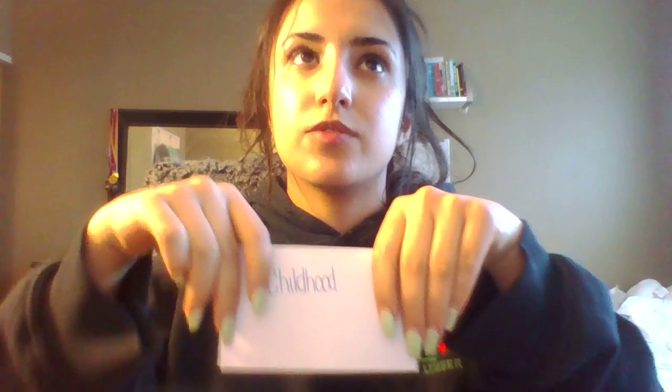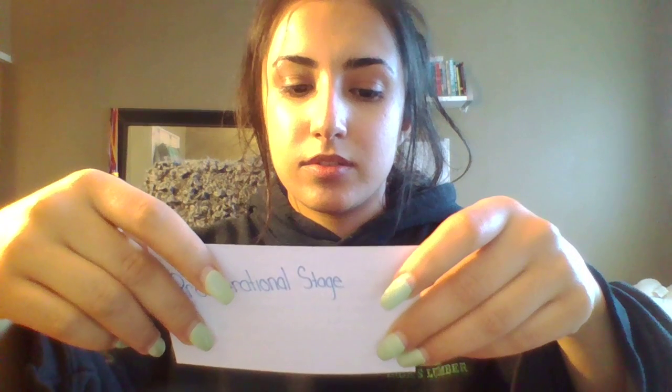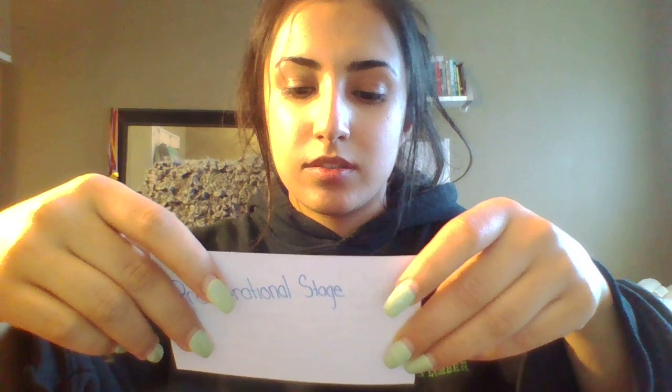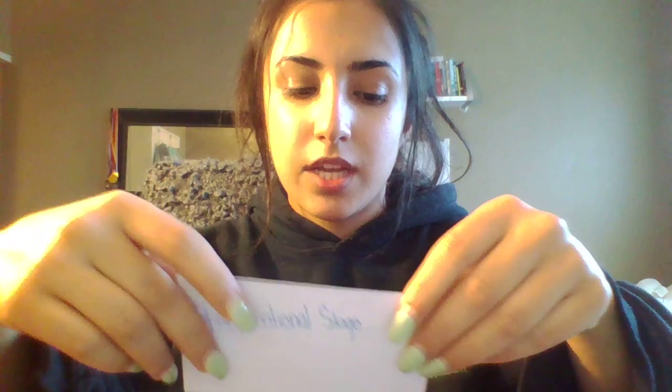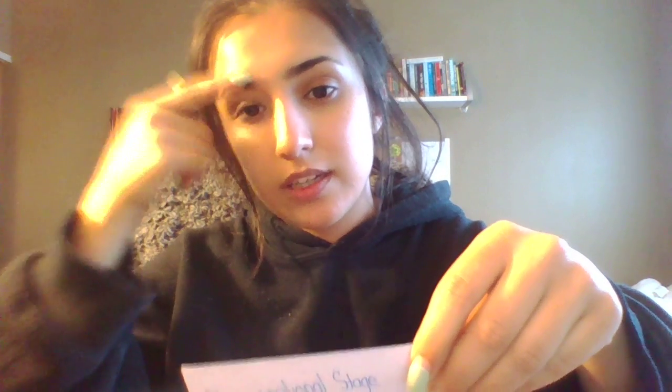Childhood is from 18 to 24 months to adolescence, so that's from 11 to 14, depending on when you hit sexual maturity. Pre-operational stage is, I'm not sure about this one. You have a preliminary understanding of the physical world, and it is from when you're 2 to 6 years old.